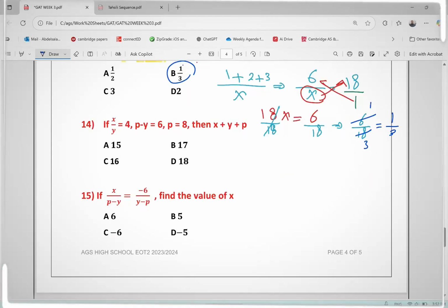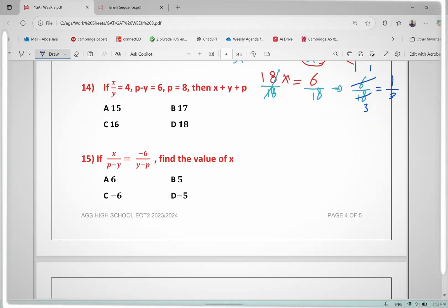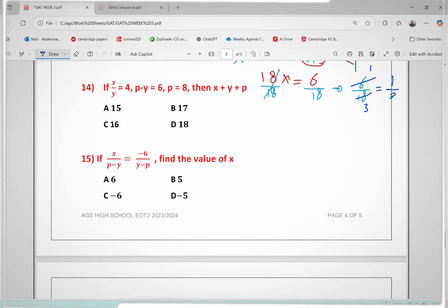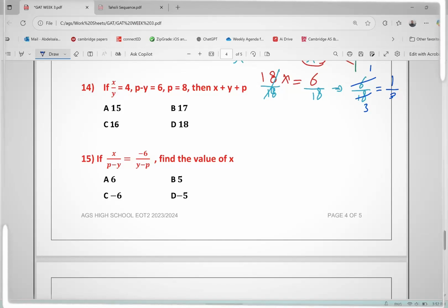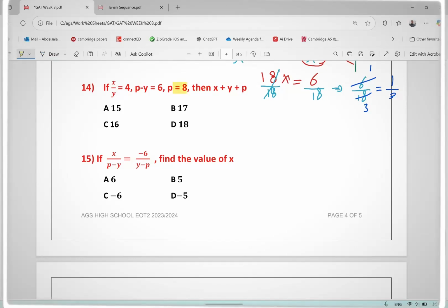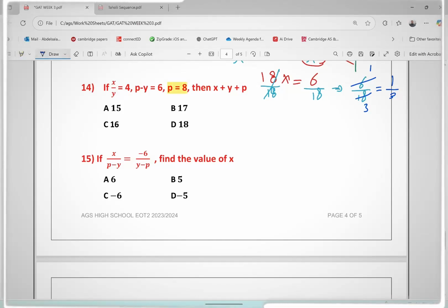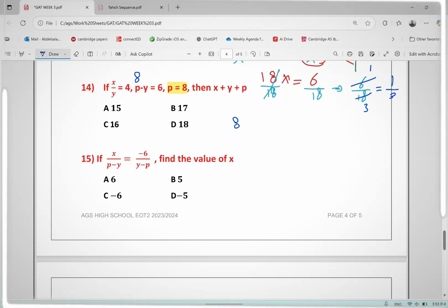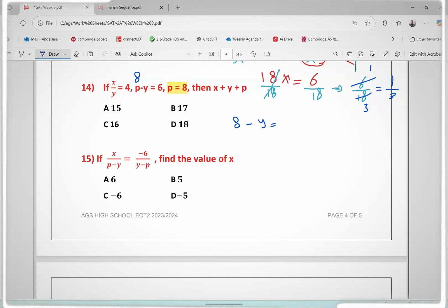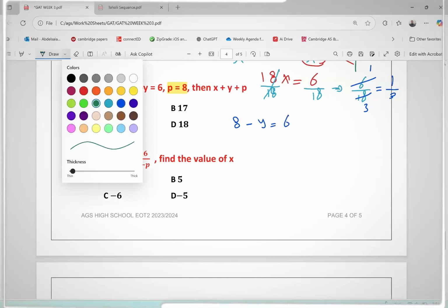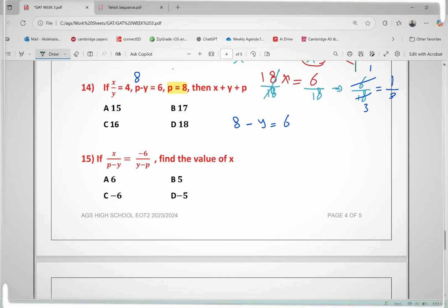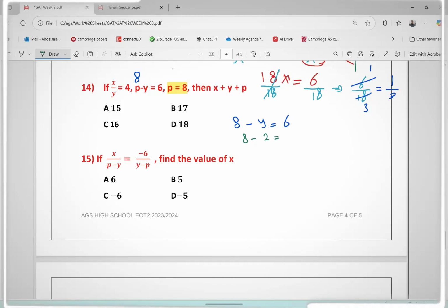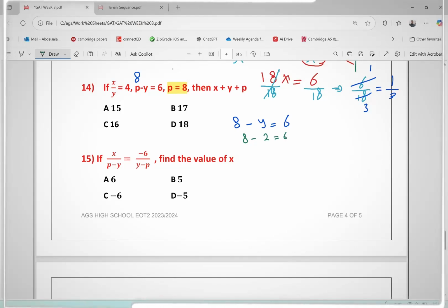Bismillah ar-Rahman ar-Rahim. Question number 14. In this question, we're going to use inverse solution. So I will start from this information. Do you see? B is 8. Okay. Can I write here 8? So it means 8 minus y equals 6. Please tell me y is what? 8 minus what gives you 6? You will tell me, Mr., 2. Because 8 minus 2 equals 6. I tell you correct.